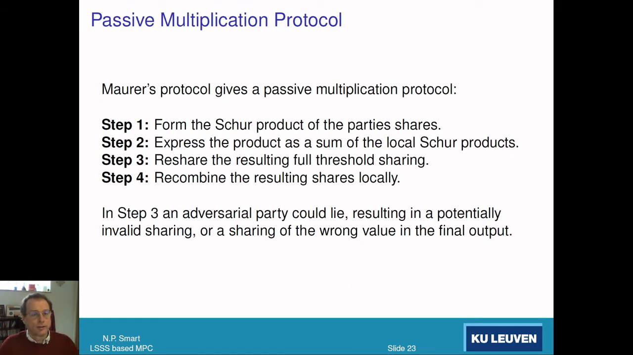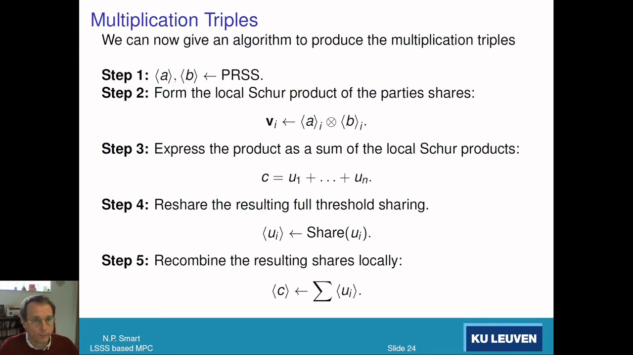So this gives us this passively secure multiplication protocol. The problem in step 3 is that an adversary could lie. It could produce an invalid sharing, or it could share the wrong value, so we might not actually get the right multiplication. Later on, we're going to have to test whether we've actually got valid sharings of random products, which we'll do later in a process we call sacrificing.